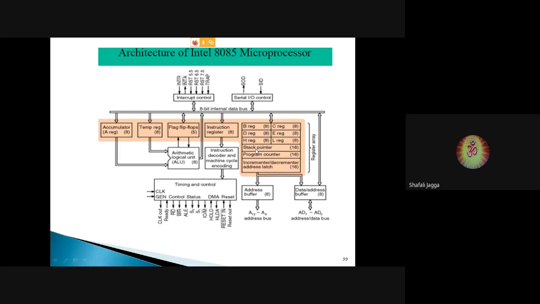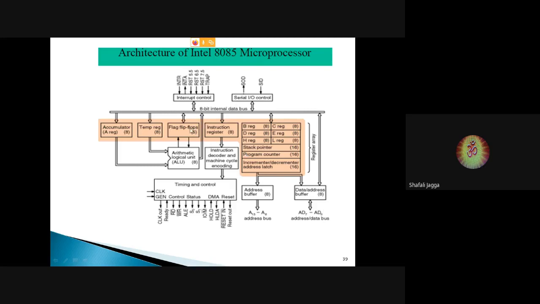Then another register is the program counter. The program counter is also a 16-bit register that is used to hold a memory address. But which memory address? Whenever the microprocessor is to execute the next instruction, the address will be stored in the program counter. So the program counter is a 16-bit register that is used to store the address of the next instruction to be executed. So all sequencing will be controlled by the program counter of the 8085 microprocessor.